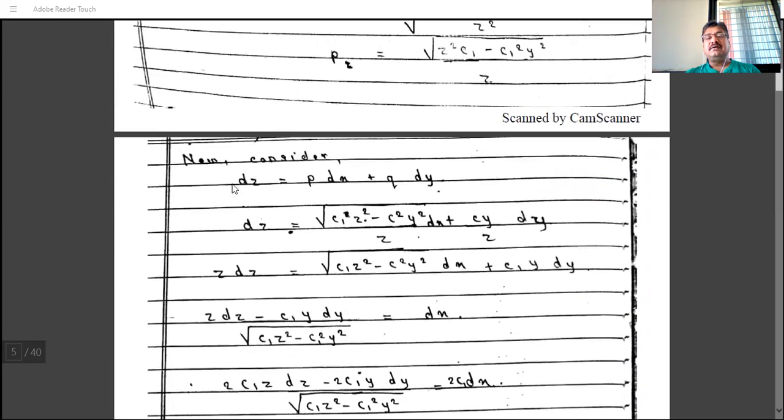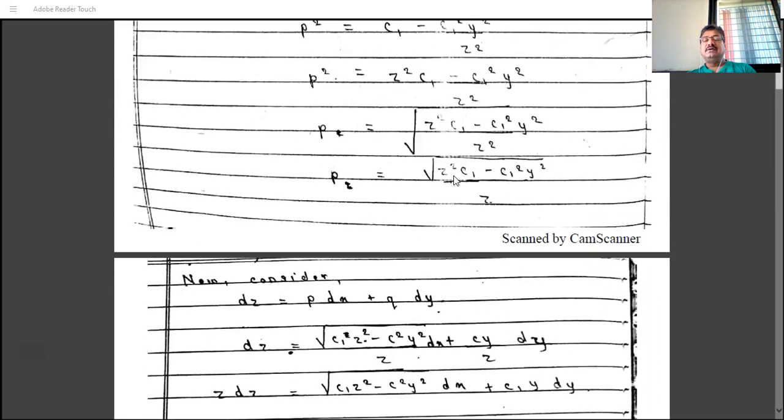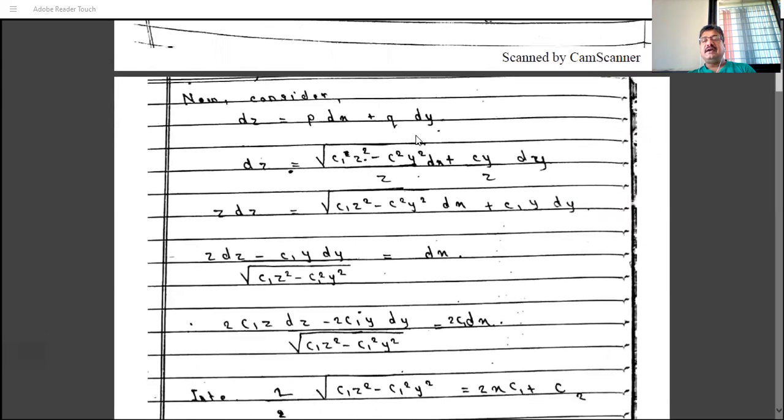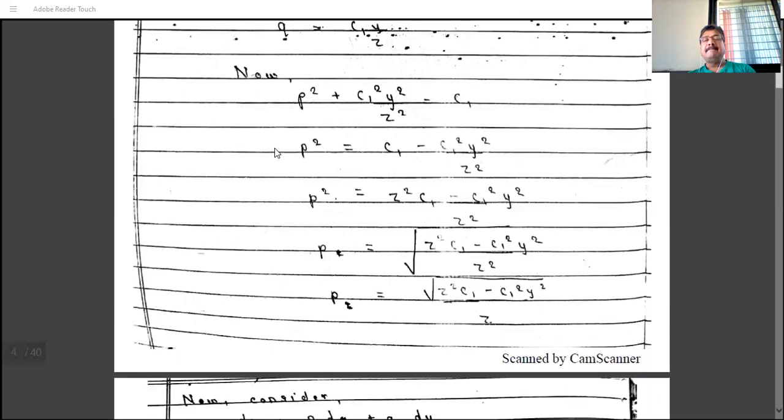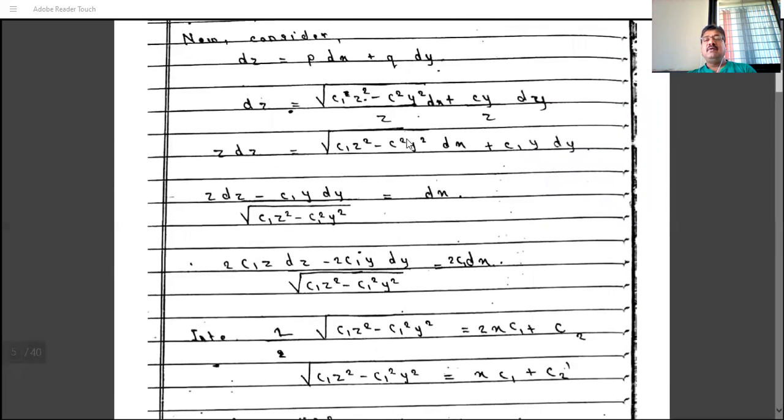So consider the differential equation dz is equal to pdx plus qdy, and then substitute p as root of z square c1 minus c1 square y square divided by z, dx, plus q is c1 y divided by z, dy. And we have to solve this differential equation. So multiplying throughout by z, we have z dz is equal to root of c1 z square minus c1 square y square dx plus c1 y dy.